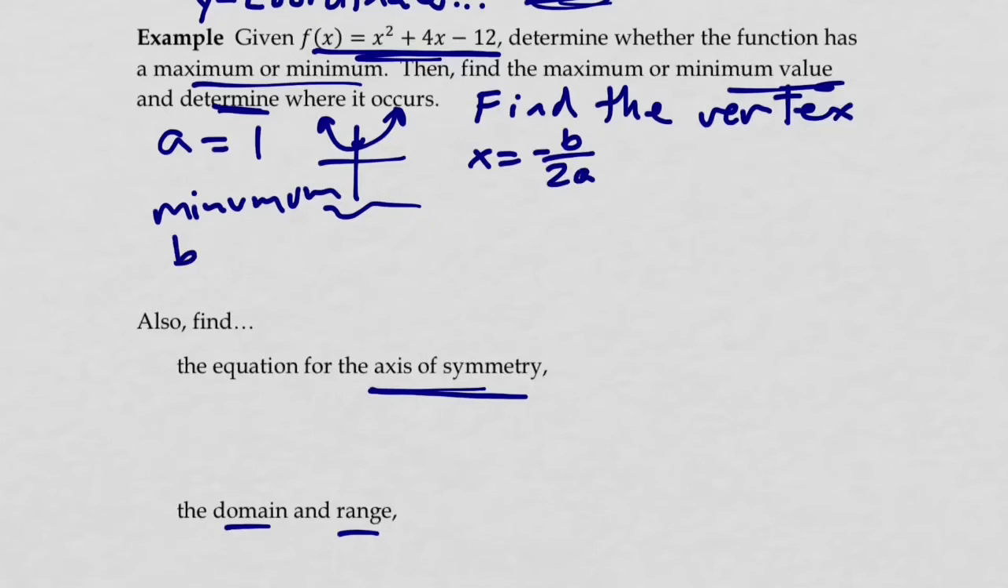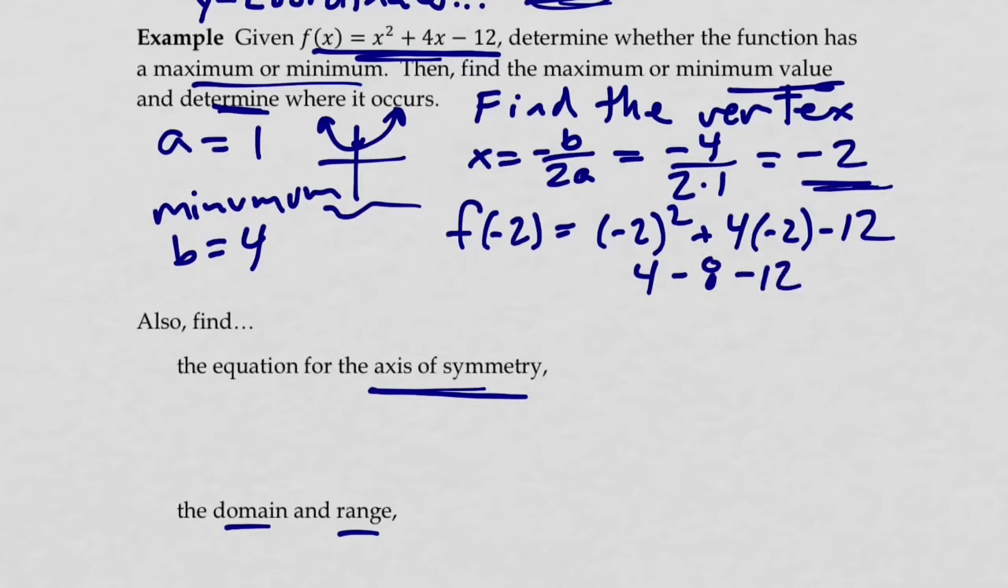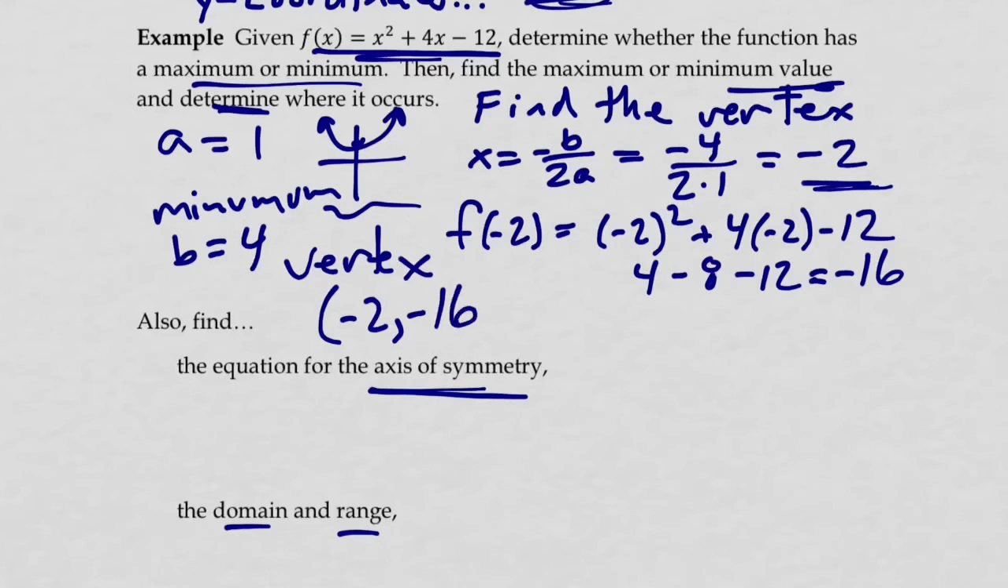So the value of b we can see is positive 4. And so if I plug that in, there's a minus sign as part of the formula, minus 4 over 2 times 1. So that simplifies to just negative 2. So the x-coordinate of the vertex is negative 2. And if we plug that into the function, I get negative 2 squared plus 4 times negative 2 minus 12. So we end up with a positive 4 minus 8 and minus 12, which gives us negative 16. And so the vertex has coordinates negative 2 and negative 16.